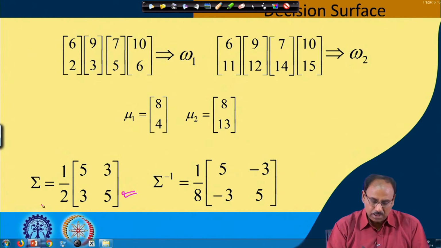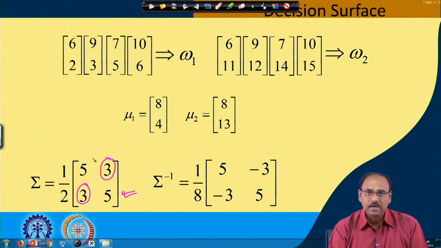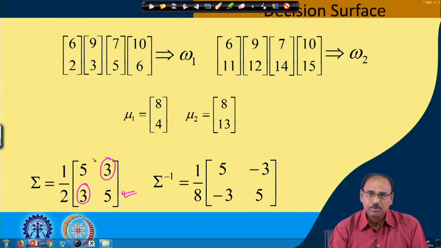And so, this is a case where my off diagonal elements are not 0 anymore. Unlike in the previous case, where I had the covariance matrix which was completely a diagonal matrix and all the diagonal elements were equal, in this case I have off diagonal elements which are non-zero. That means the different feature components are not statistically independent anymore. However, for both the classes I have the same covariance matrix, that is half 5, 3, 3, 5.